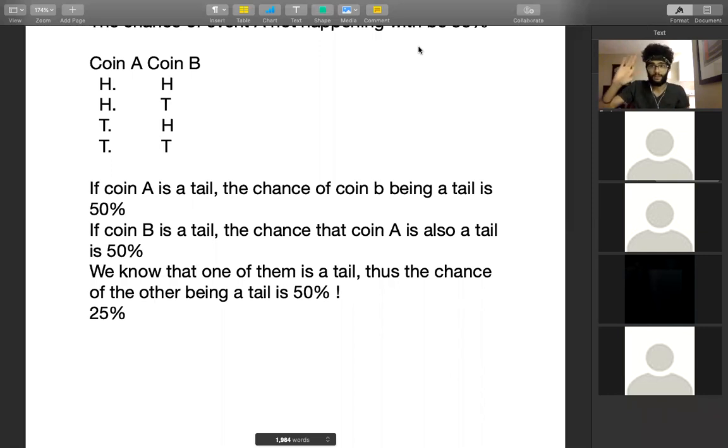Keep your hand up, whoever agrees with that logic of 25%. That there are 4 events: head-head, head-tail, tail-head, tail-tail. Whatever event we want now requires both the coins to be tails, because one of them is a tail, and now we are seeing that the other one should also be a tail. So the chance of that event happening is 1/4. Okay, nice. So we have about 10 people.